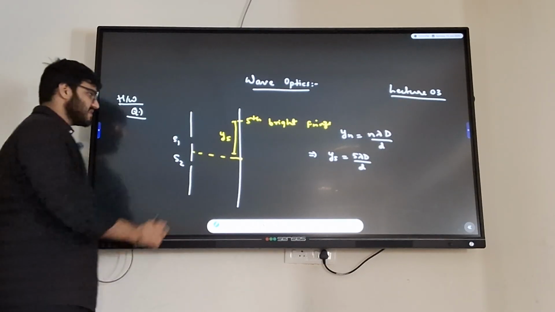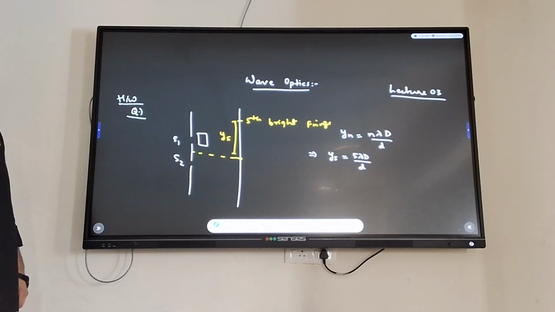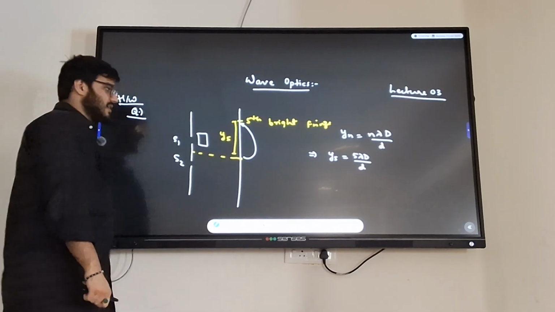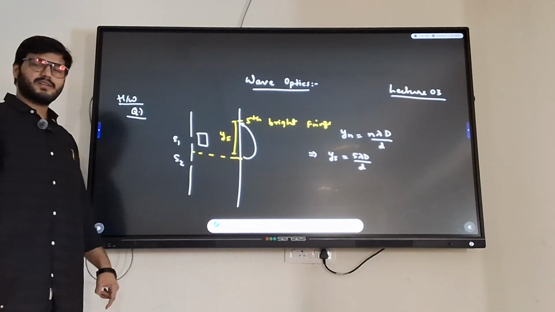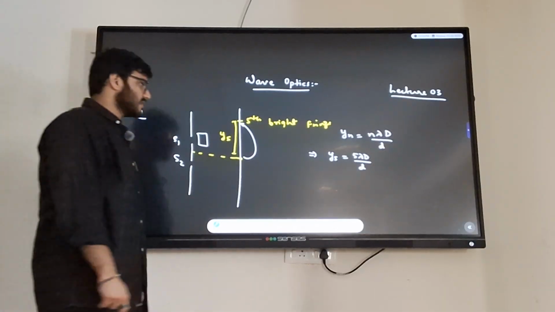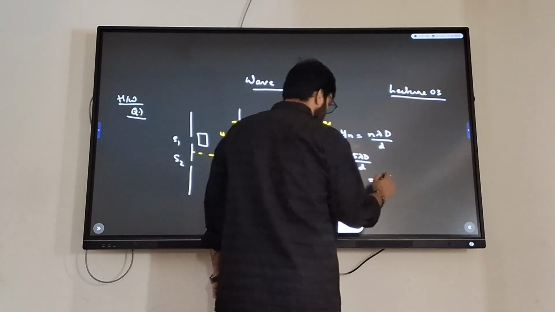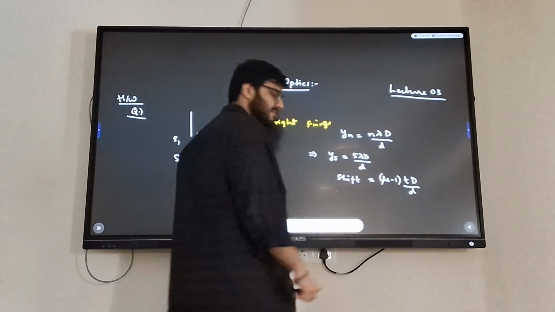Now what you do is you put your slab here, and when you do so, a shift occurs in the position of the central maxima. The central maxima gets shifted to that position. And do you know the formula for the shift? The shift is equal to what? Mu minus 1 into T capital D by small d. This is the shift.